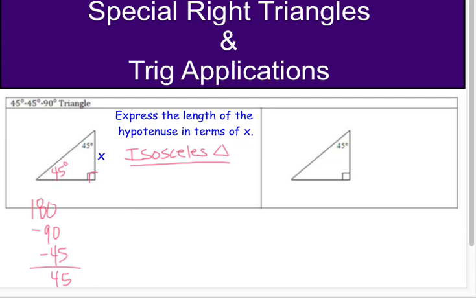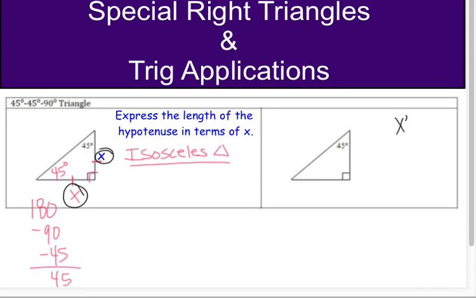So this angle is 45, and this angle is 45, and the sides opposite those angles are the same. So this side is also x. What we want to do is express the hypotenuse in terms of x. If I have x and x for my two legs, I can go ahead and do that.